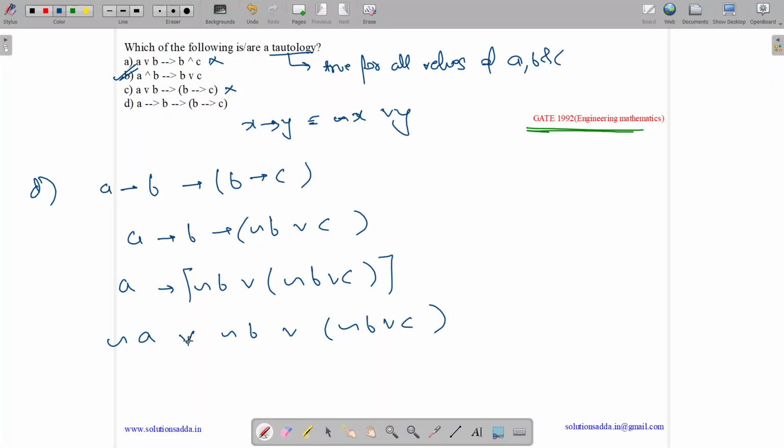So if we want to make this complete as false, then A should be true, so that negation of true comes out to be false. B should be true, so that negation of true comes out to be false. If B is true, negation of true is false, and C should be false. So that we get false or false is false, false or false is false. So this is also not a tautology. So answer is option B.